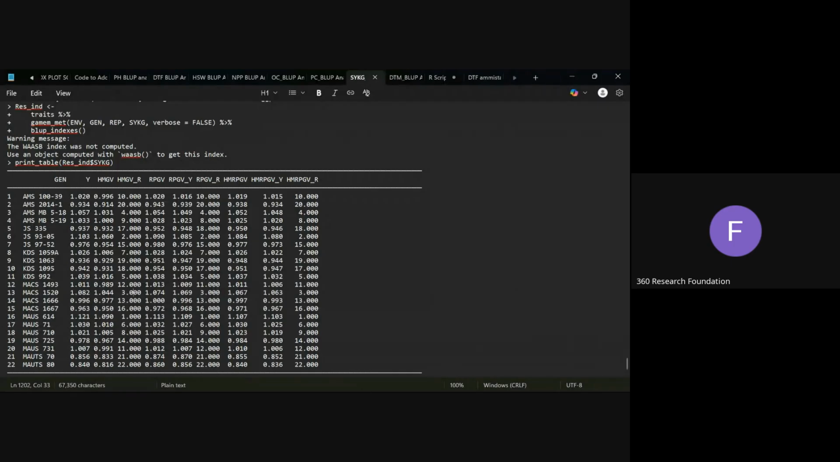So here, as we have seen in that graph, MAUS 614 is topmost, isn't it? So check MAUS 614. It has the highest mean performance. Harmonic mean is 1.09. Likewise, all these values you need to interpret on the basis of the ranking given. As we have seen, MAUS 614 is above average.